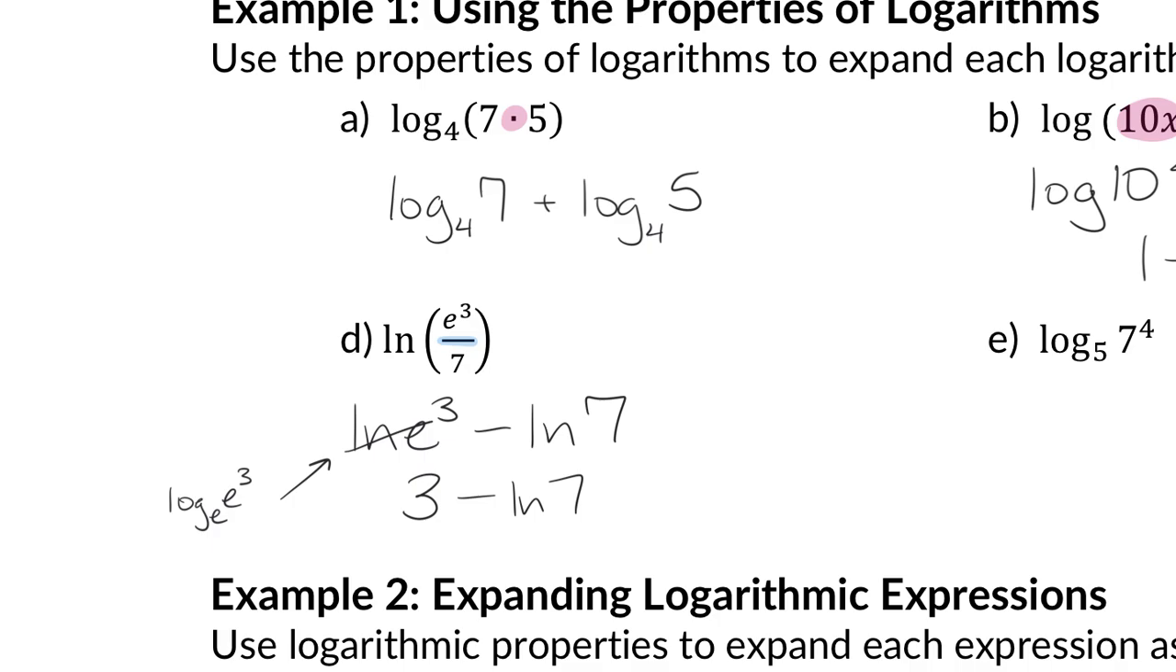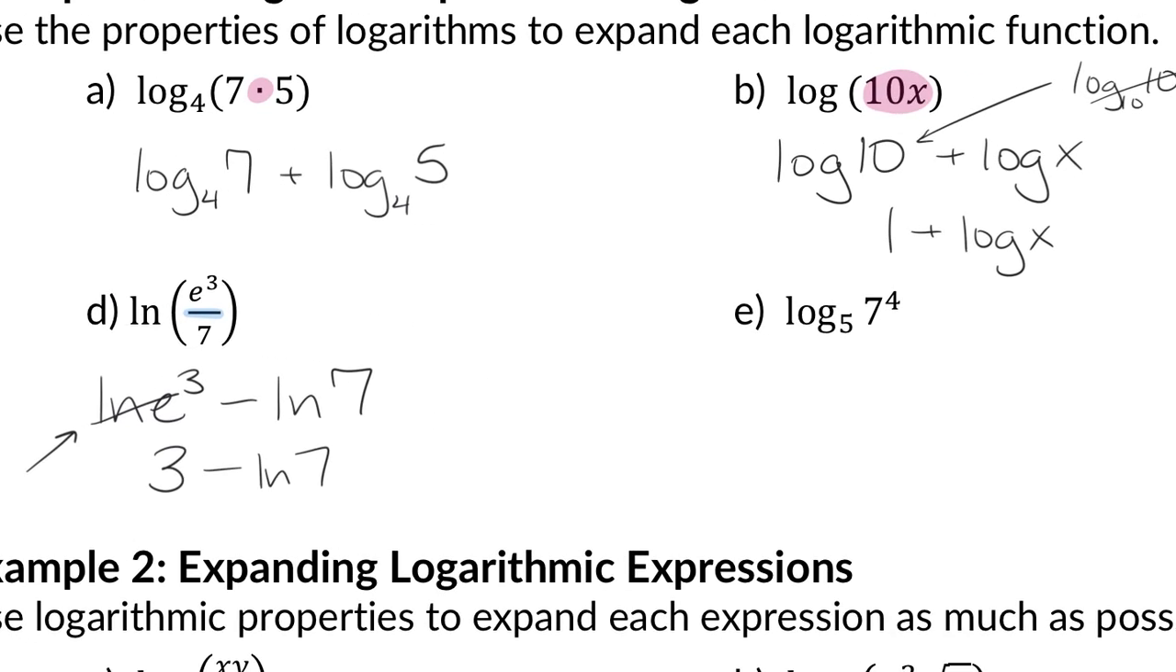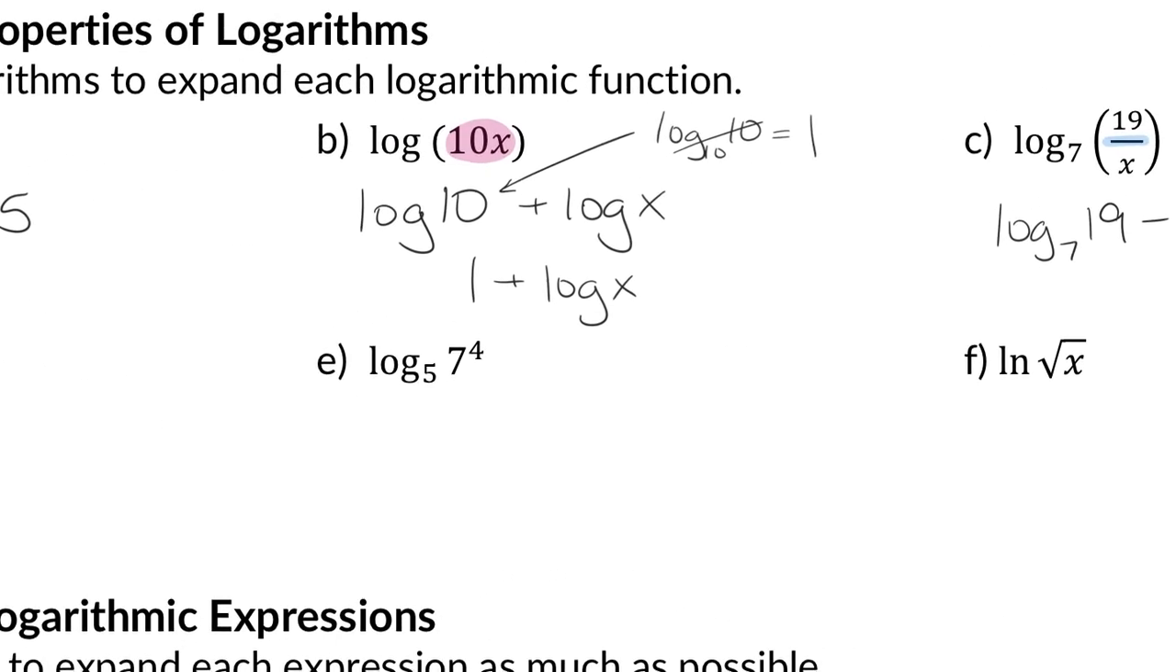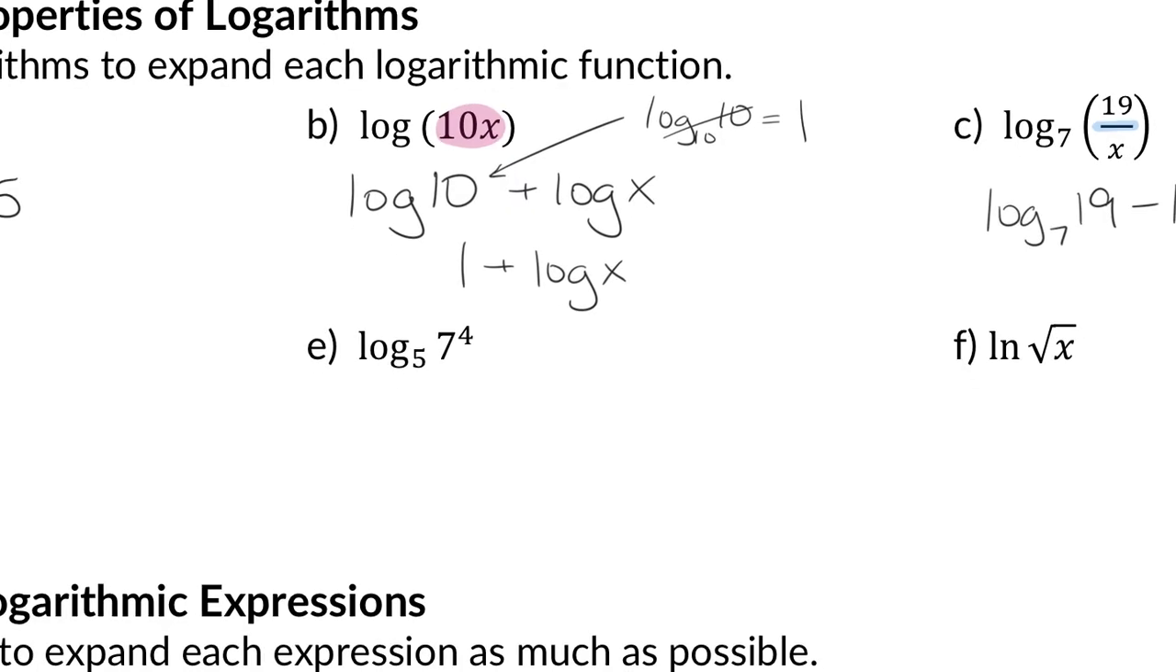That's the quotient property. If we look individually at the power property or the power rule, if we notice that the argument has an exponent, that's a power to a power or a logarithm to a power, we're going to move it to the front and we're going to multiply it as if it is a coefficient. It goes in front of the exact logarithm it's a part of. So this becomes 4 times log base 5 of 7.